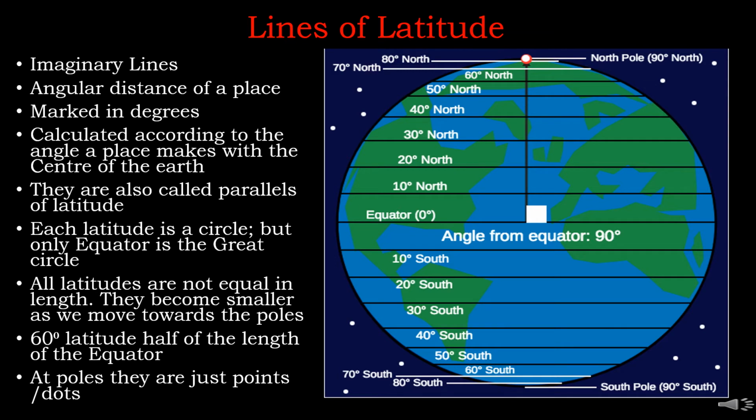Since the lines of latitude are parallel to the equator and each other, they are also called parallels of latitude. Each parallel of latitude is a full circle. However, only the equator is the great circle. The lines of latitude are not of equal length and become smaller as we move towards the poles. At 60-degree latitude, in each hemisphere, the length of the circle is half the length of the equator. At the poles, these lines are just points or dots.